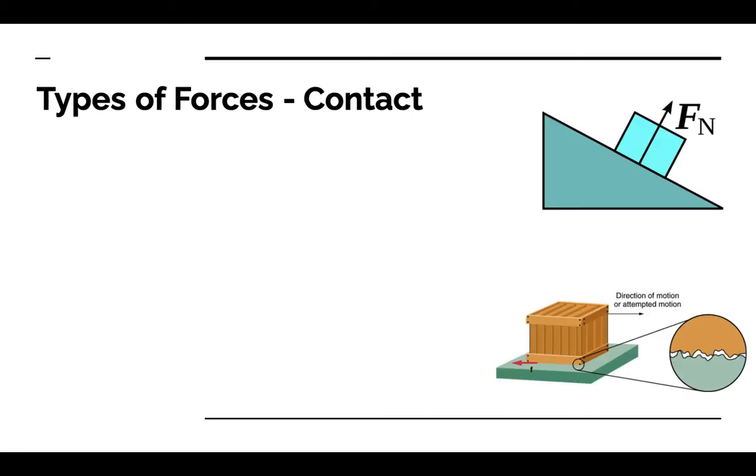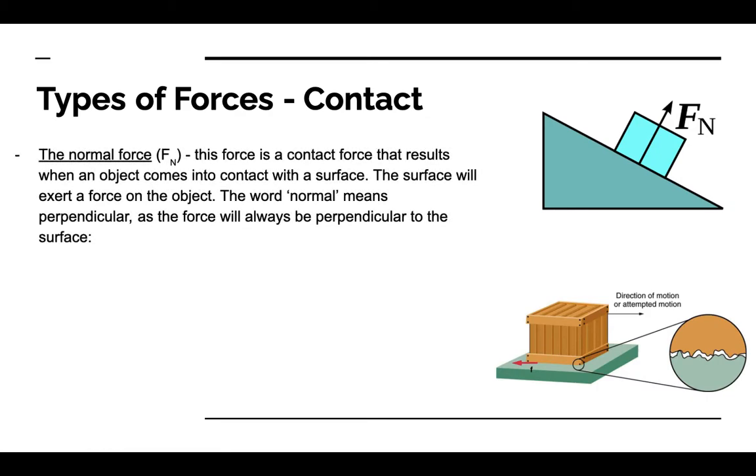So now we get to contact forces. The first one we have is what we call the normal force, F subscript N. This is a contact force that results when an object comes into contact with a surface. The surface will exert a force on the object, preventing the object from falling through the surface. The word normal means perpendicular, as the force will always be perpendicular to the surface. The idea is that the surface is going to push outwards away from itself on your object.